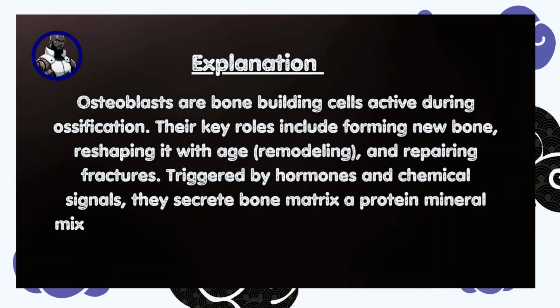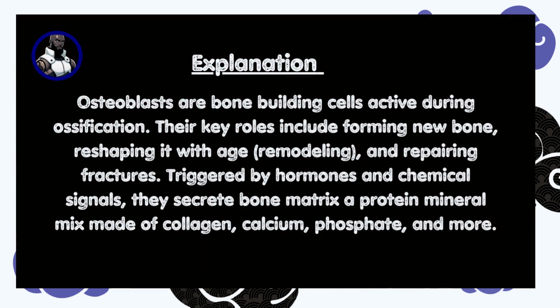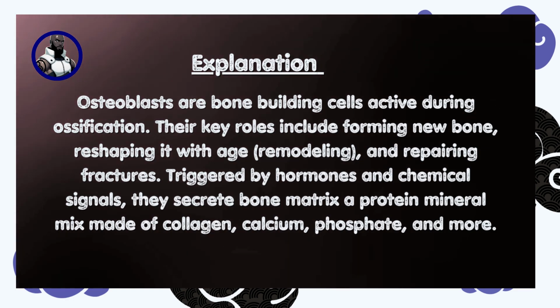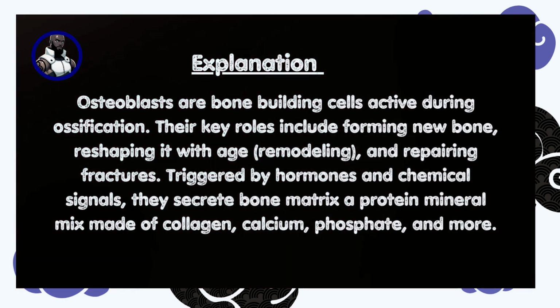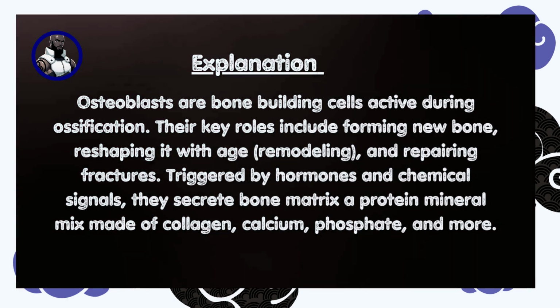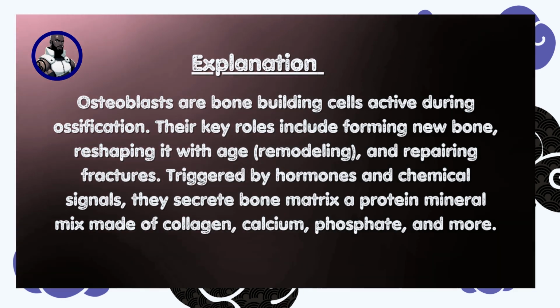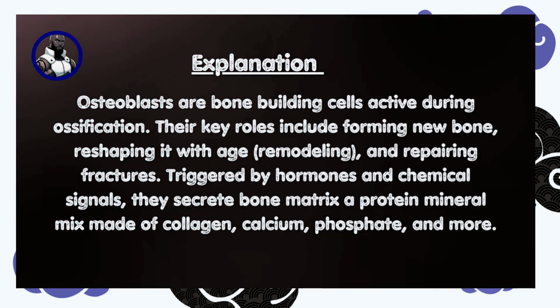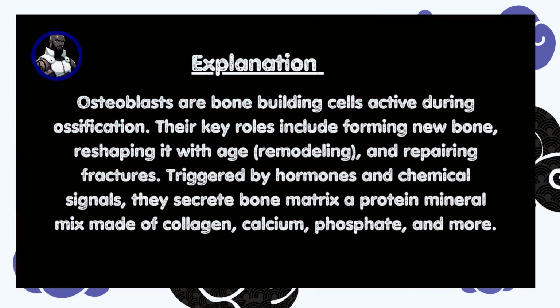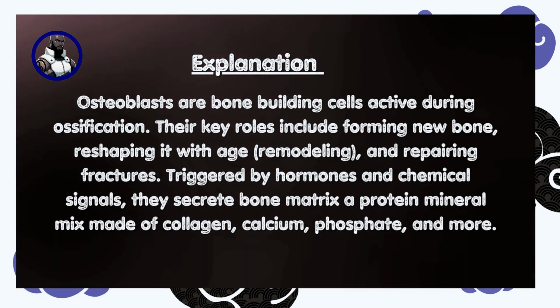Explanation: Osteoblasts are bone-building cells active during ossification. Their key roles include forming new bone, reshaping it with age, and repairing fractures. Triggered by hormones and chemical signals, they secrete bone matrix, a protein-mineral mix made of collagen, calcium phosphate, and more.